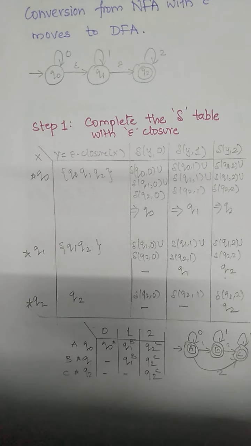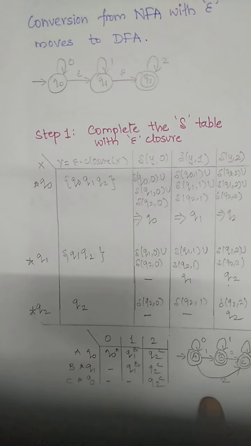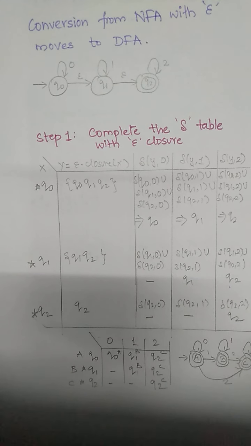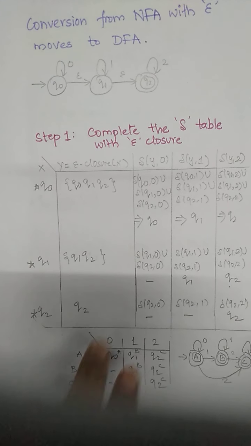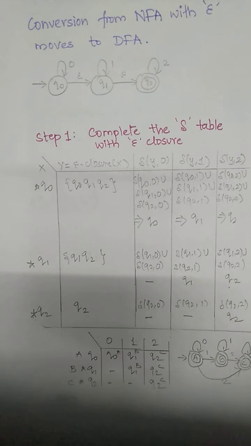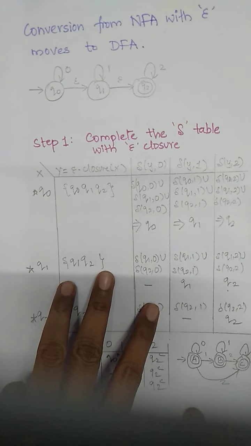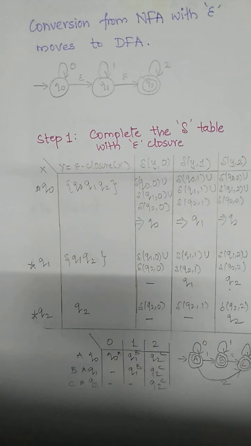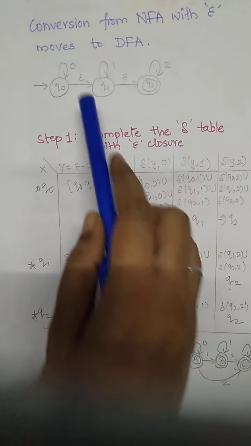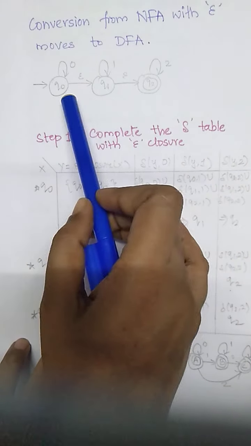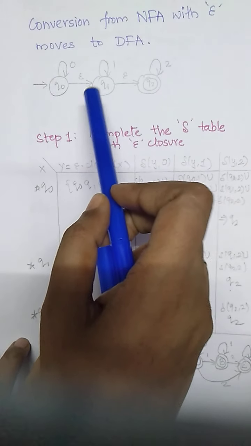So in the last lecture we had discussed how we are going to find out the epsilon closure. Now it is time to find out the conversion from NFA with epsilon moves to DFA. So the question is given. As there is an epsilon, that means this is definitely an NFA.